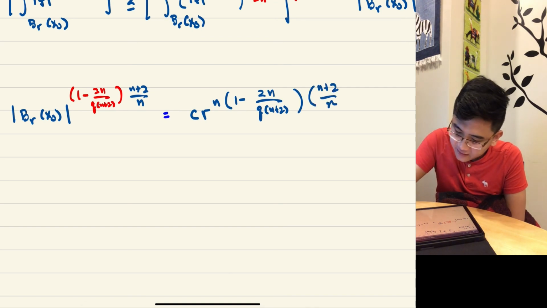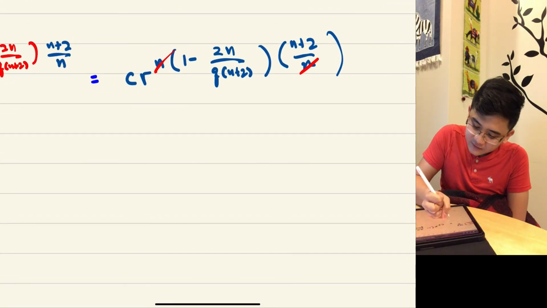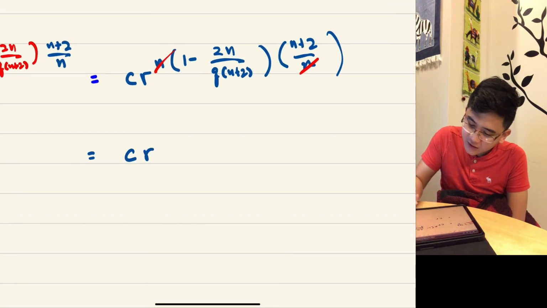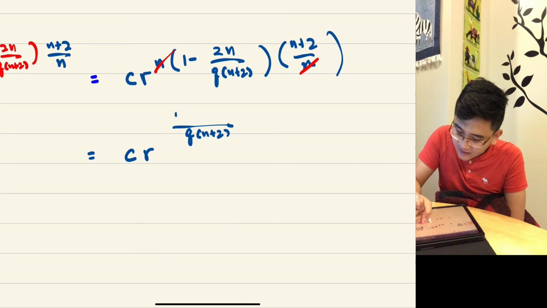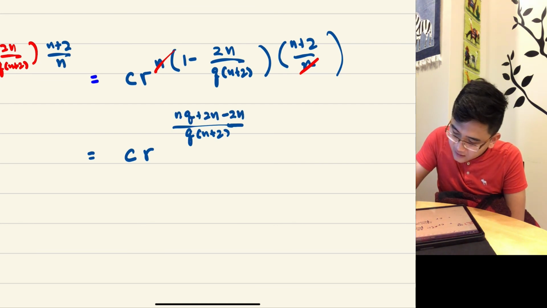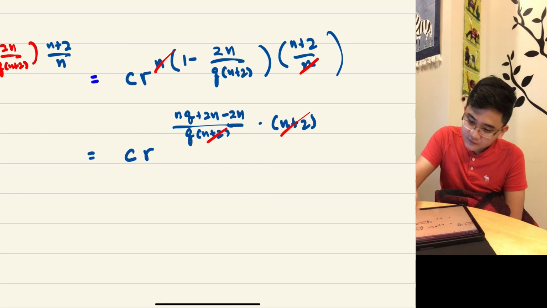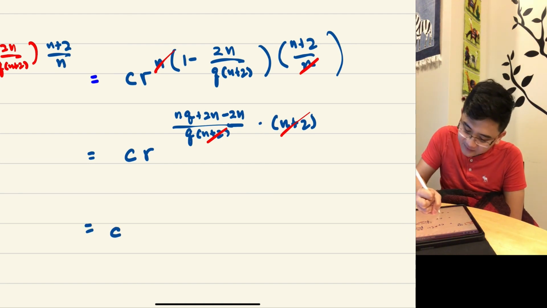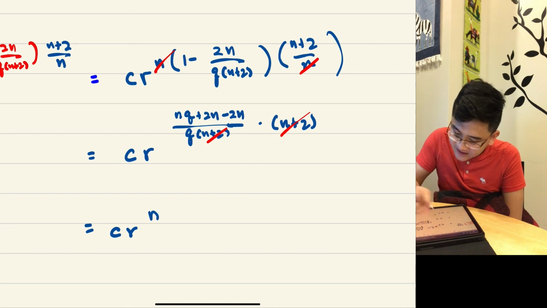So can we cancel things at this point? Yes. So this is equal to c times r raised to, what is this? This is just calculation. I have nq plus 2n minus 2n multiplied by n plus 2. So this cancels out. So I have c times r raised to nq over q, that's just n.